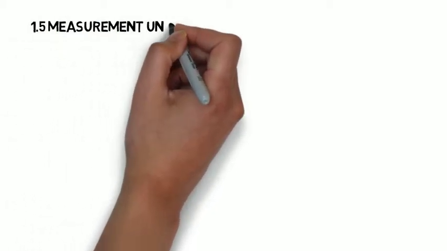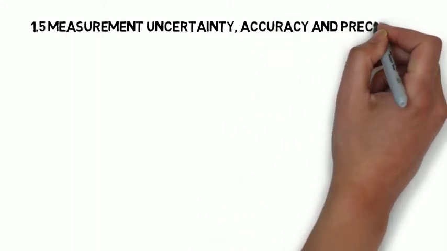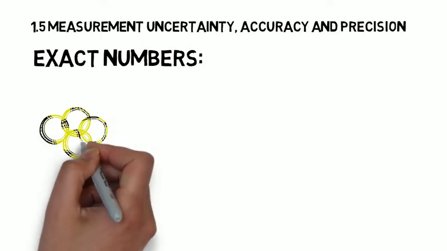Good morning, class, and welcome to Chapter 1.5, Measurement, Uncertainty, Accuracy, and Precision. There are two kinds of measurements.